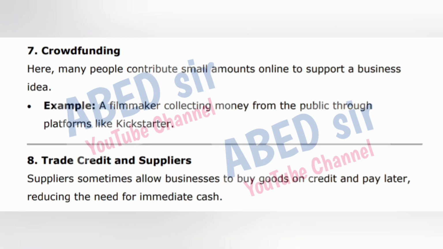7. Crowdfunding. Here, many people contribute small amounts online to support a business idea. Example, a filmmaker collecting money from the public through platforms like Kickstarter. 8. Trade credit and suppliers. Suppliers sometimes allow businesses to buy goods on credit and pay later, reducing the need for immediate cash.